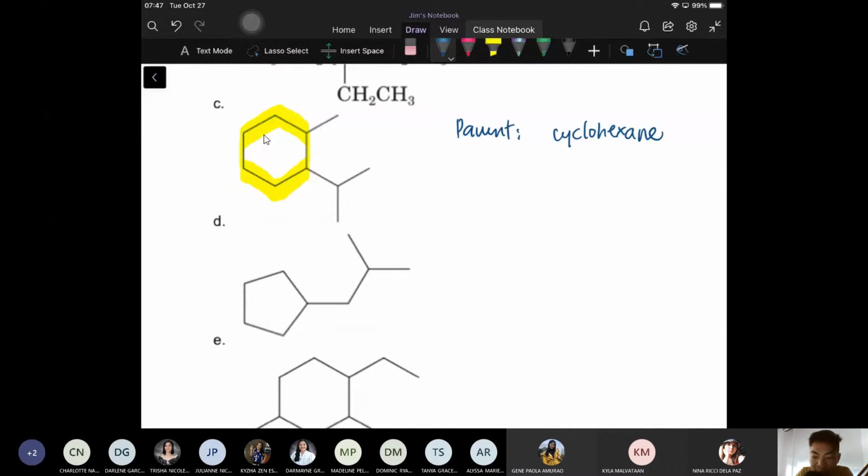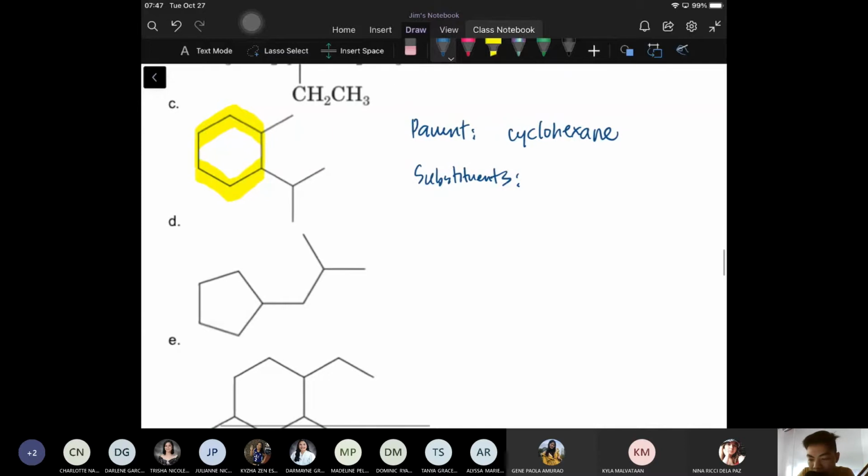Then your substituents. So what are your substituents? You have your methyl group here, CH3, methyl yan. And then you have your letter V, ano yan? Isopropyl pala. Okay. So, pag may letter V, ang name yan ay isopropyl. Okay? So, yan.